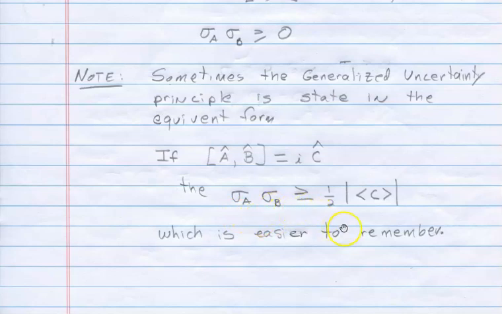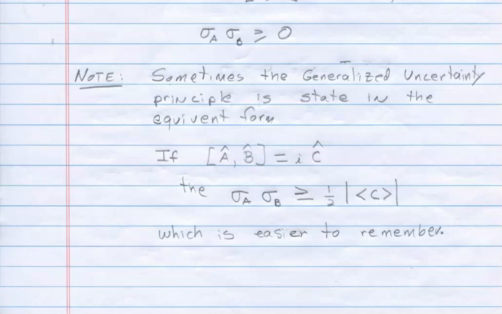Then one can re-express Griffiths' form in this form: sigma A times sigma B is greater than or equal to 1/2 the absolute value of the expectation value of this operator C that is just i factored out of it. And to me, this form has always just been a little easier to remember when I needed to apply these things.